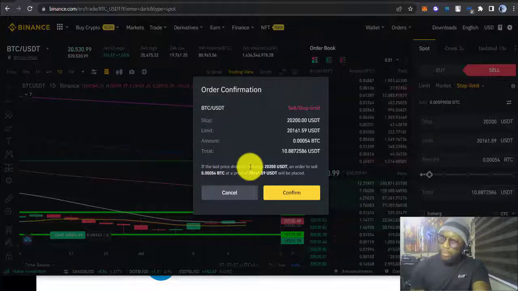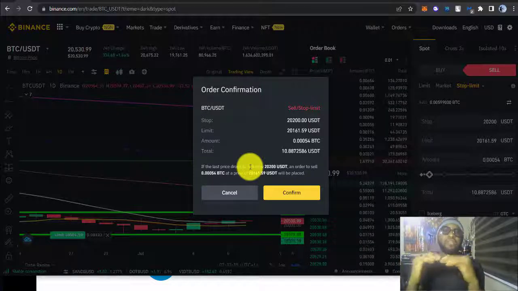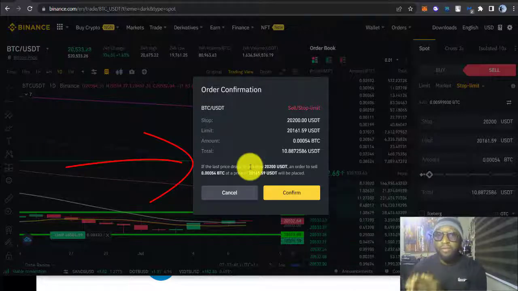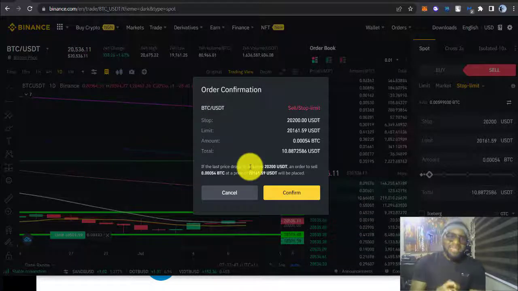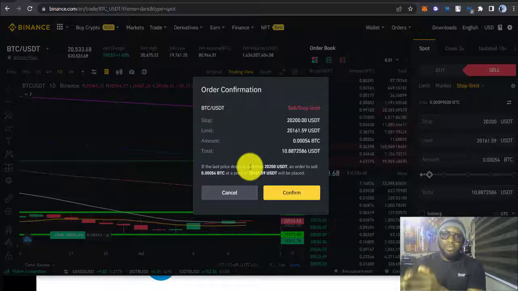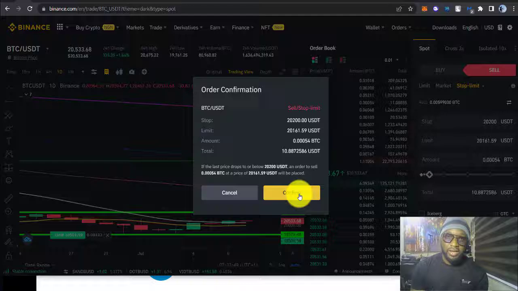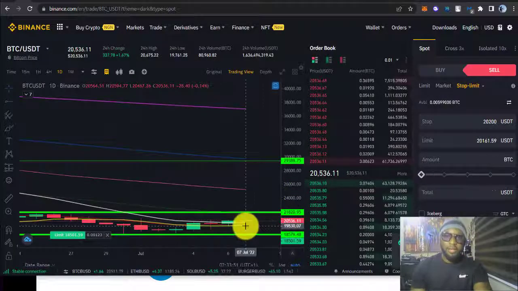to or below, that is once it hits 20,200 or below 20,200, it's going to trigger that I want to sell 0.00054 BTC at 20,161.59. That order is going to be placed. So if I click on it, it's going to place the order immediately below the market price.